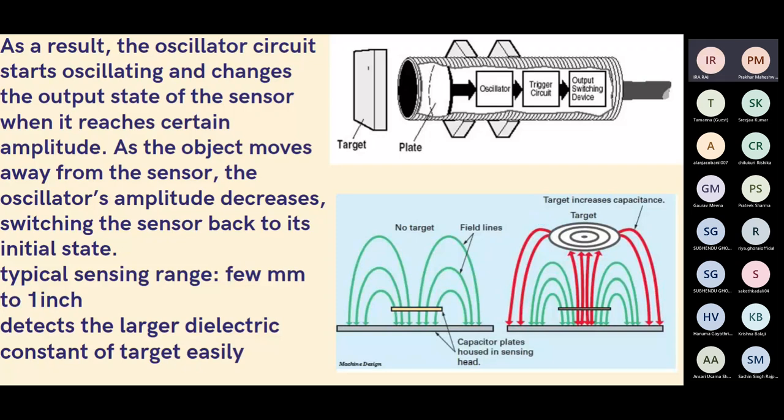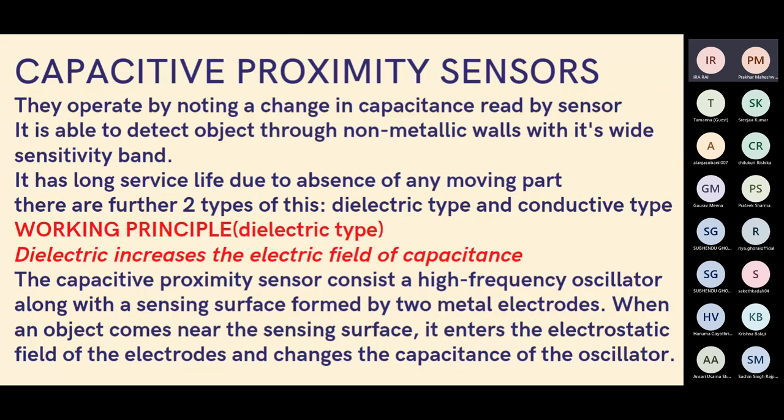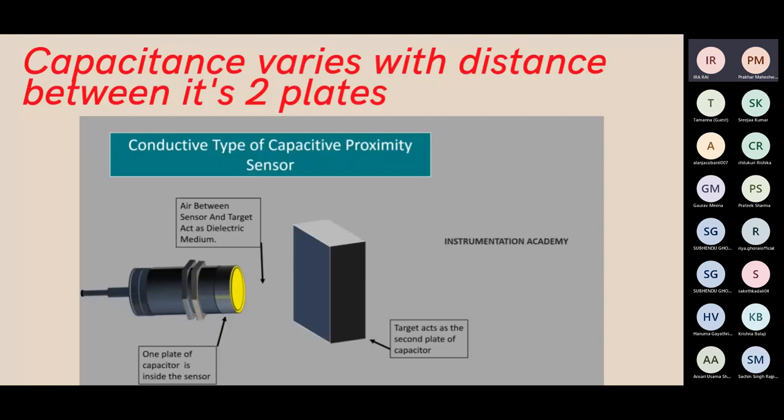So this was our dielectric type capacitor. Again, what was the basic principle? The dielectric increases the electric field of capacitance. So this is the main property that is utilized in this type of sensor. Now let's go to the conductive type.